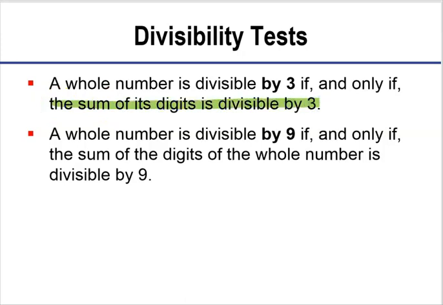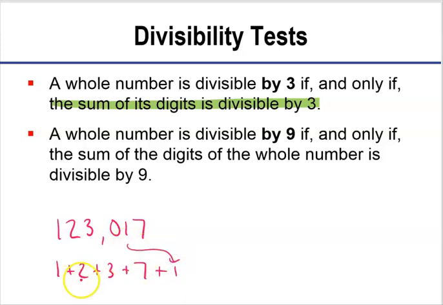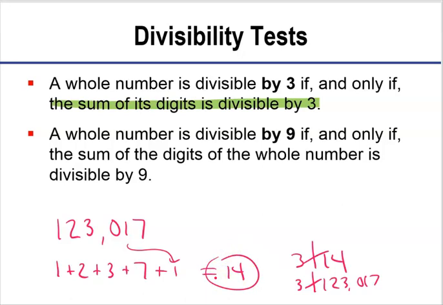So if I just make up a random example like 123,017, and I add those digits together, 1 plus 2 plus 3 plus 7. Oh, I forgot that 1 right there. 1 plus 2 is 3. 3 plus 3 is 6. 6 plus 7 is 13. And 13 plus 1 is 14. And since 3 doesn't divide 14, that means 3 does not divide 123,017. Okay? It's that easy. If 3 divided the sum right here, then we would know 3 divided the entire number.